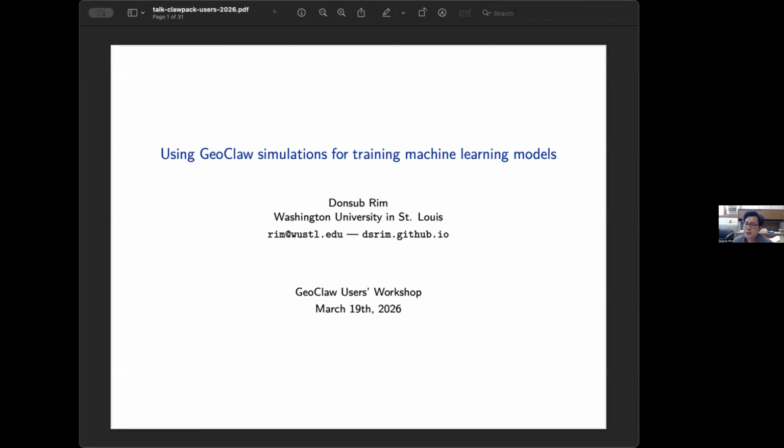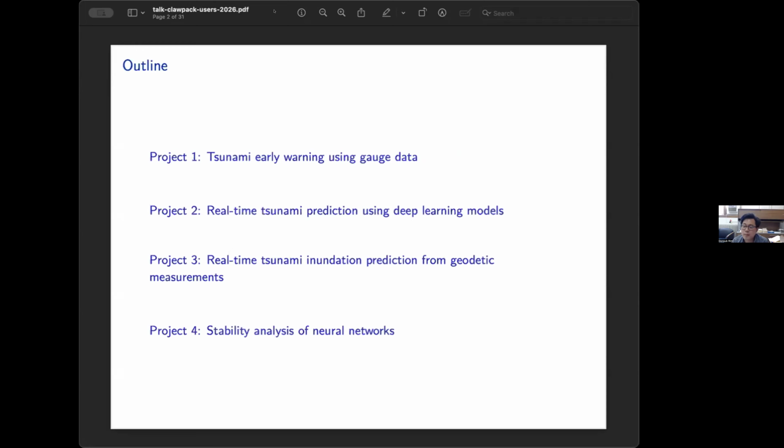I'm going to just give you a broad overview of how we've been using GeoClaw simulations to train machine learning models. As everybody in the audience is probably aware, while GeoClaw is very efficient, these simulations are compute intensive. So, for example, if you wanted to predict what the tsunami will be at a certain point immediately after an earthquake, with sparse data, that is hard to do immediately. So we would like to develop some machine learning models to do that as a surrogate rather than running the full simulation. I'll just talk about four broad efforts.